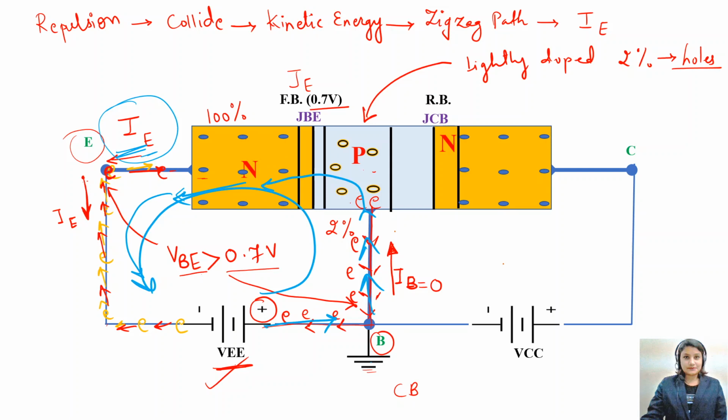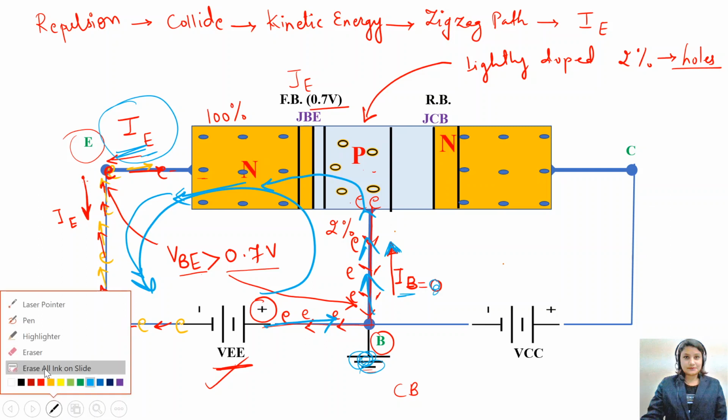But if you remove this ground potential, your base current will start to flow, and the base current will be coming inside. For the CB configuration, we don't want base current. Clear? Okay. Now let's see what happens here.